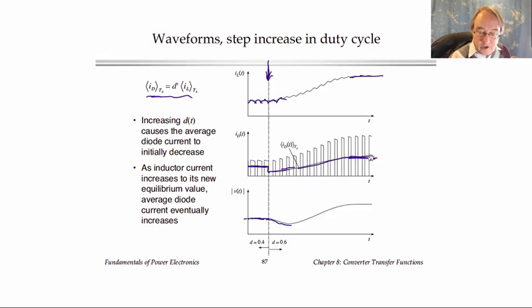And so with this larger current, we have more current coming out of the converter that can charge the output capacitor up to a higher voltage, and eventually we come into steady state with a higher output voltage. But initially the voltage goes down instead of up. And so this part of the response is indicative of a right half plane zero.